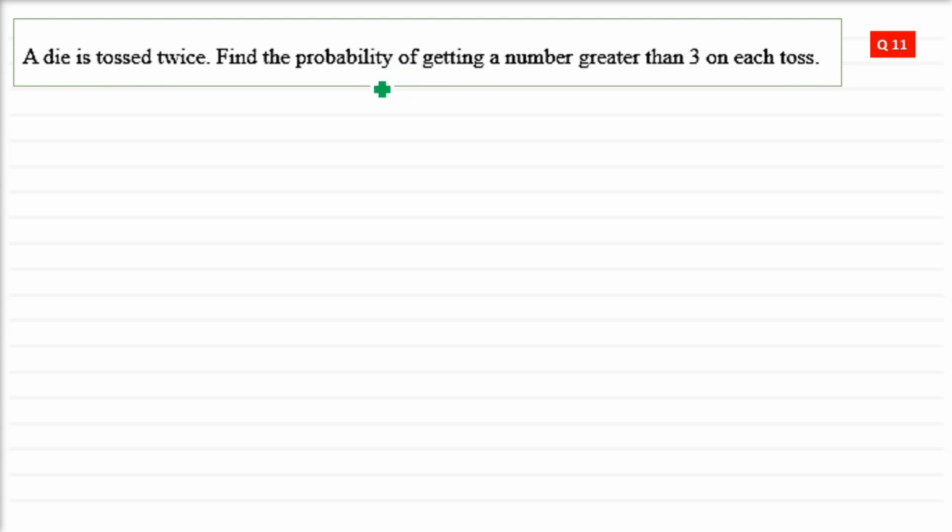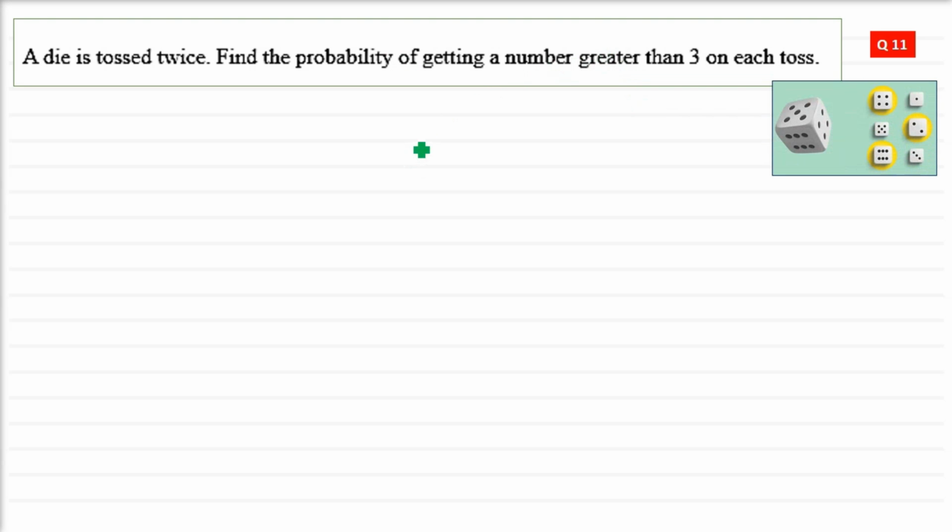Then the next question is done. A die is tossed twice. We have to find the probability of getting a number greater than 3 on each toss. So we have to write this sample space. There are two dice. A die can produce 1 to 6 numbers because there are 6 faces. The fair die has 6 faces with 1 to 6 dots inscribed on it. So the sample space will be 6 in one case, 6 in another case. 6 multiplied by 6 is 36.